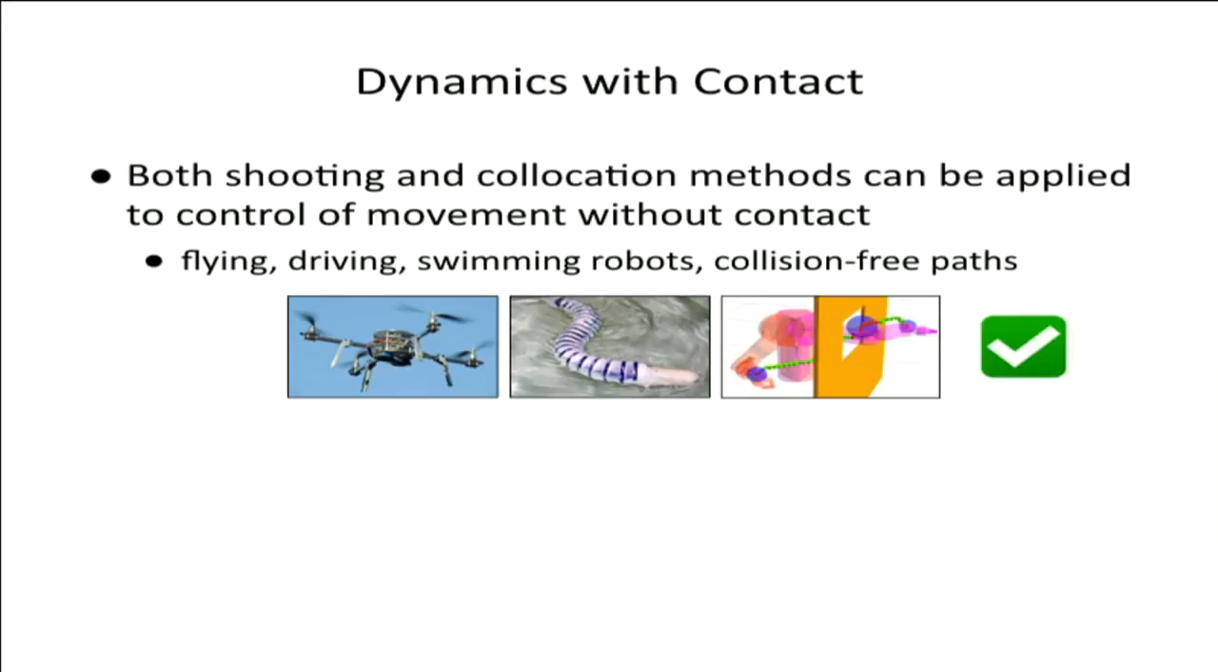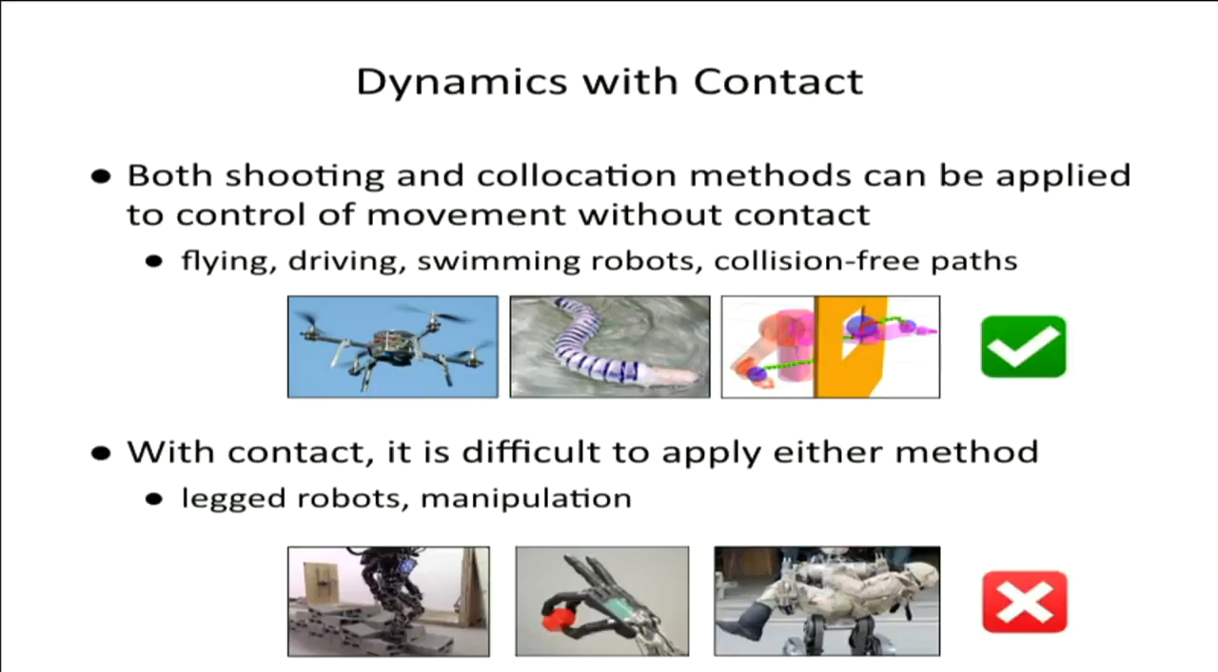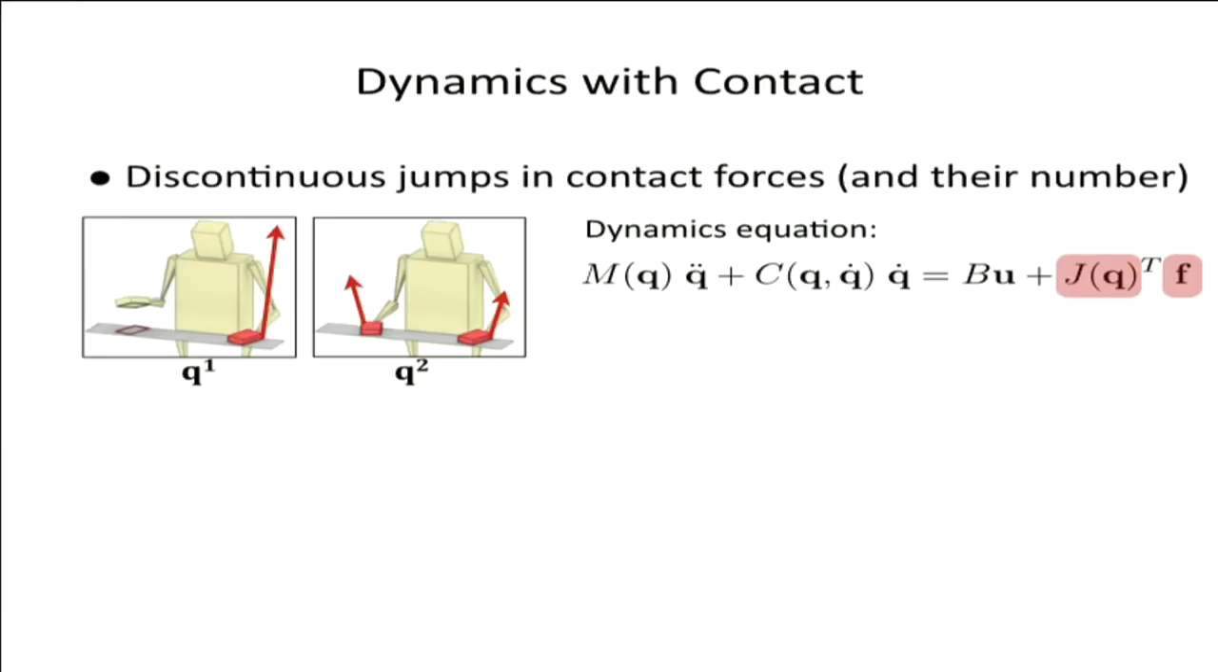Well, what about when you have dynamics with contact? In the cases of free-flying, driving or swimming robots, or finding collision-free paths for robots, in general, both shooting and collocation methods can be applied. But when you're dealing with legged robots or manipulation, or any situations where you have contact with the environment, it's pretty tricky to apply either method straight up.